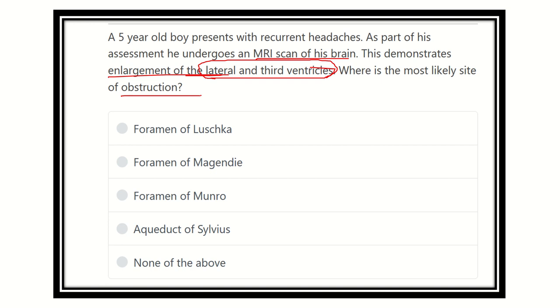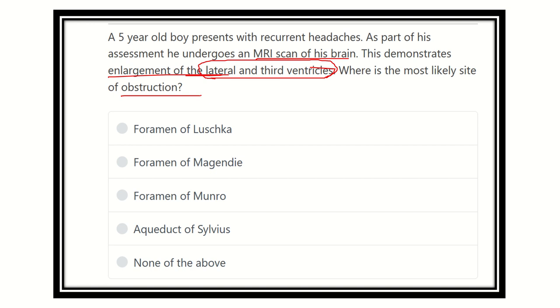Here the MRI finding is lateral ventricle and third ventricle enlargement. That means the obstruction occurs distal to the lateral ventricle and third ventricle. So we have to find out the distal part of the third ventricle. For this we have to know details about the cerebrospinal fluid pathway or CSF pathway.